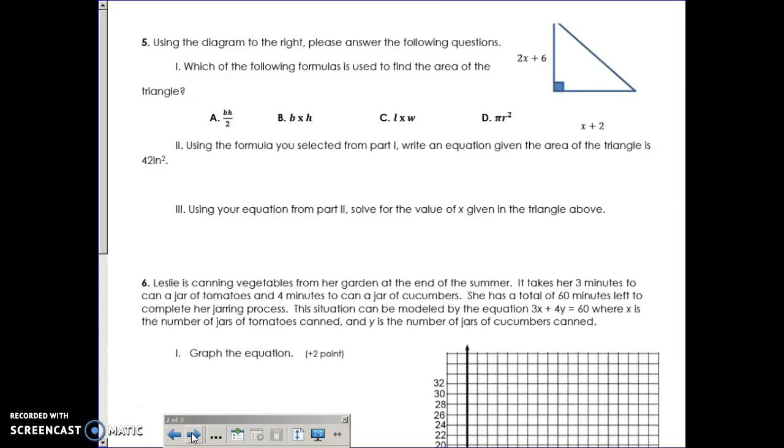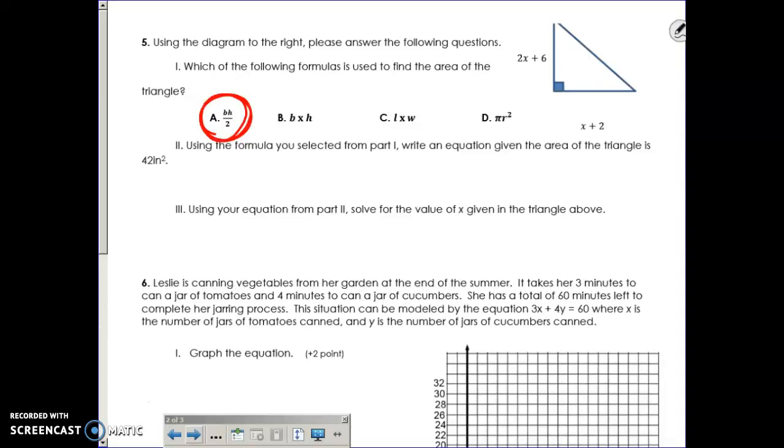All right, moving on to number 5. First of all, you got to remember what the correct formula for a triangle is. Okay, well, triangles are really just half of a rectangle. Rectangles are base times height or length times width. So half of that is this formula. This is your area formula for a triangle.